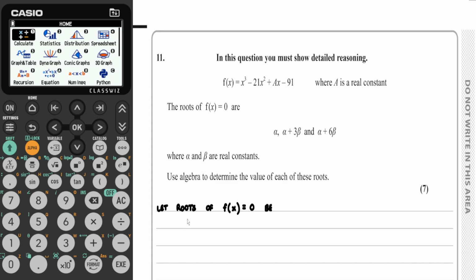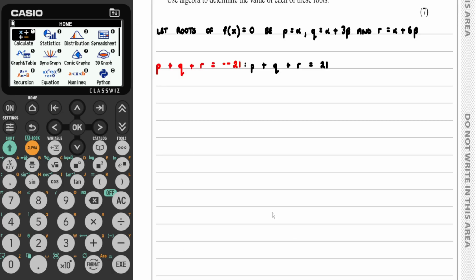The first thing we will do is we will let the roots of f of x equals 0 be p, which I'm going to say is alpha, q, which I'm going to say is alpha plus 3 beta, and r, which I'm going to say is alpha plus 6 beta. So the sum of the roots then, p plus q plus r, will equal 21.